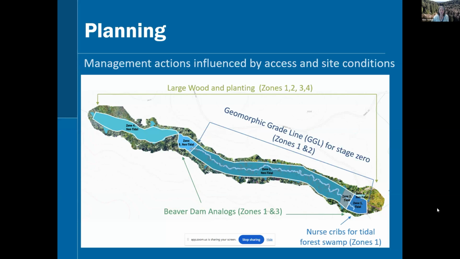And then in the top and bottom ends of this main valley, Zone 1 and Zone 3, we use beaver dam analogues. These are areas that we were not filling in the channel for various reasons, and so we were using BDAs to shallow up those channels, as well as increase connectivity with our floodplain areas. And then on the far right, near the confluence of Winchester Creek, we use nurse cribs for tidal forested swamp restoration. So this is our tidal area of the project.